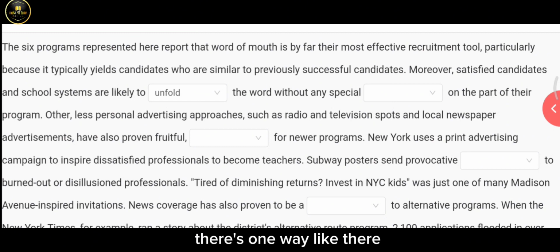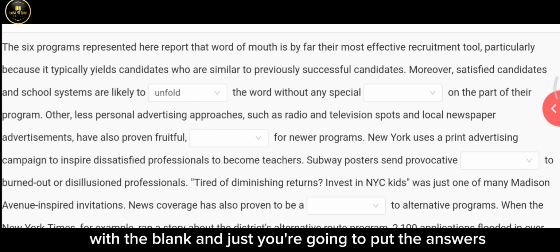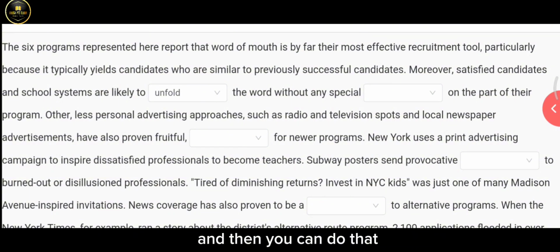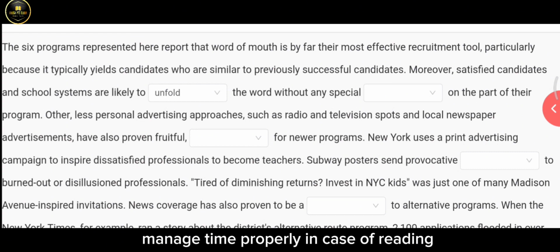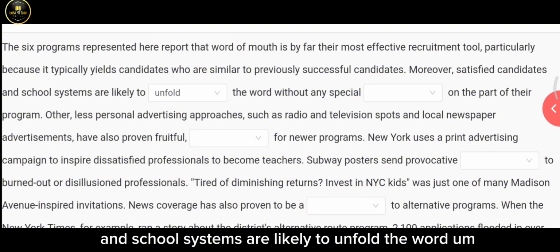There's one way where you read the one line with the blank and just put in the answers. Another way is to read the whole passage once, and then do that. But we do not have that much time, so make sure you manage time properly in case of reading. So what they're saying is, moreover, satisfied candidates, I mean the candidates who are satisfied, over here satisfied is an adjective of candidates, and school systems are likely to unfold the word.